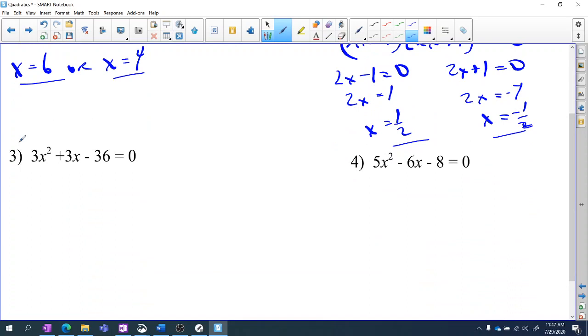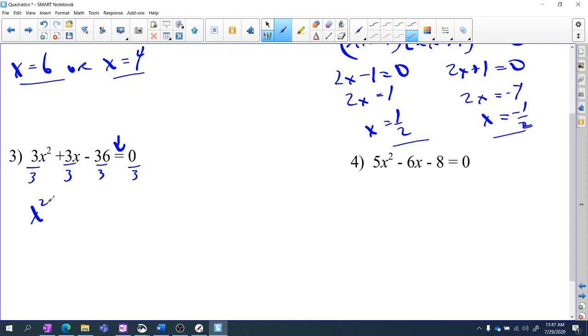GCF: 3, 3, and 36 are all divisible by 3. Now, I want to show you something. Because this is an equation, not an expression, only when it's an equation, you don't have to drag the 3 out to the front. As long as you do something to the left side of an equal sign, you divide the right side by the same thing. And the good news is with a 0, 0 divided by anything or multiplied by anything doesn't change, it stays 0.